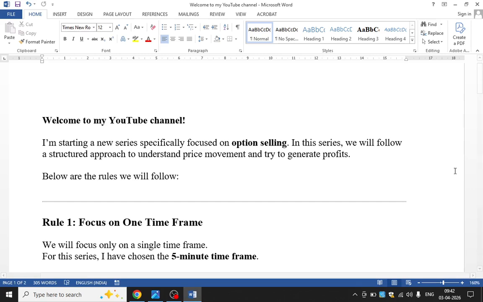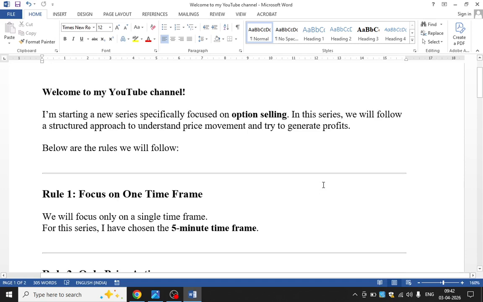I am starting a new series specifically focused on option selling. In this series, we will follow a structured approach to understand the price movement and try to generate profits. I will also share my contract notes, and I will try to let you know what I have done and what my mistakes are, and it will definitely help me and you also.